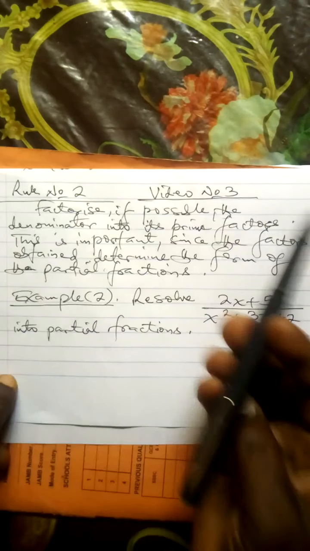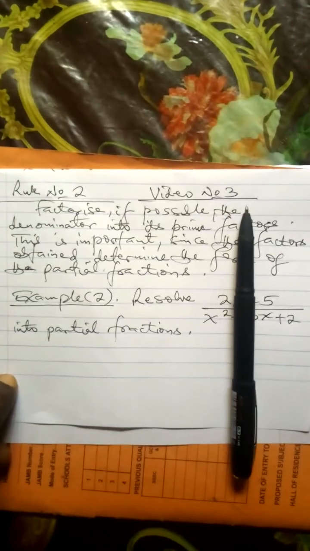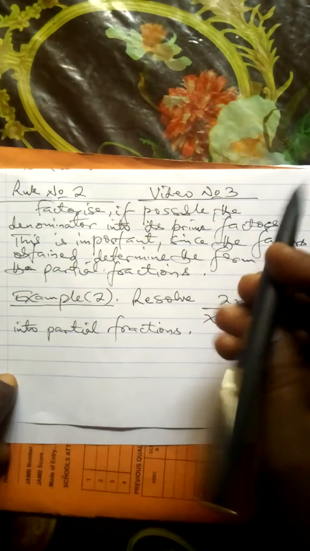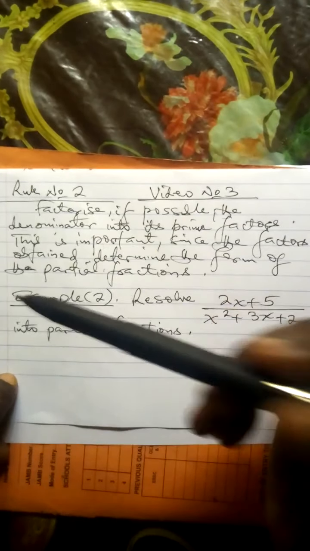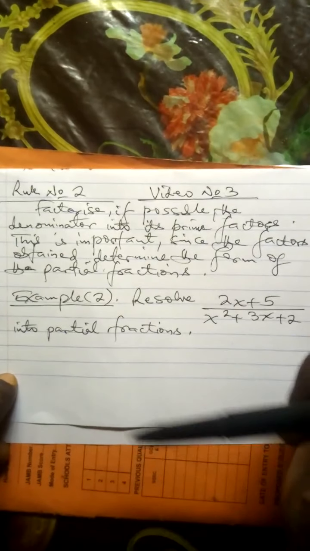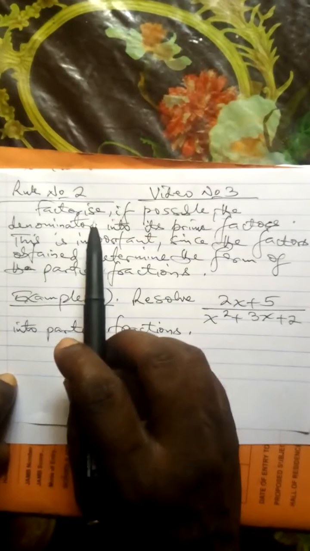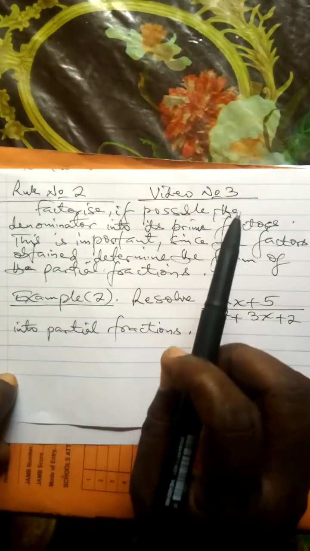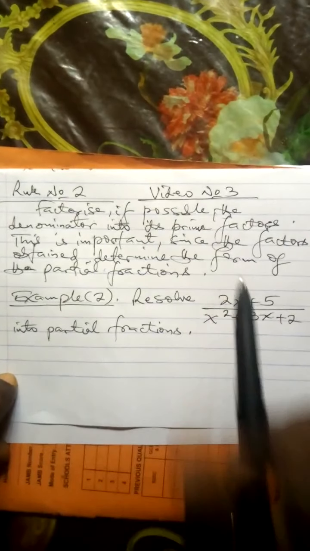Example. So let's apply this rule. So what am I saying here? Given an algebraic function, before you resolve that function into partial fractions, you have to take a look at the denominator. If the denominator is not in factored form, you have to factorize it first, that is, if it is factorizable. That is what this rule is saying. Factorize if possible the denominator into its prime factors. This is important since the factors obtained determine the form of the partial fractions.